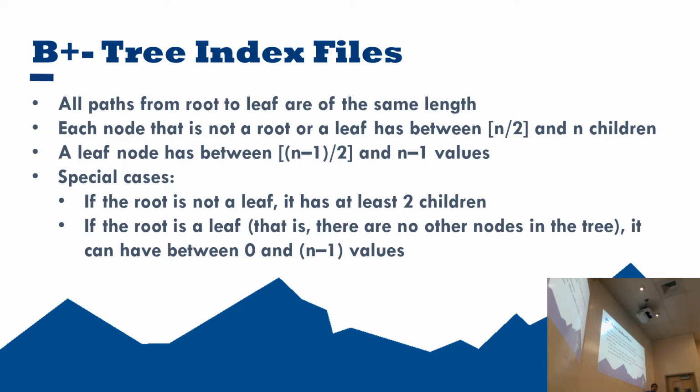If the root is a leaf, this is the case where there's only one node inside the tree, which is something where you wouldn't bother to make a tree for, right? If you had only one thing, why on earth would you put it in a B plus tree? Can anyone think of a good reason? I can't either. All right, but that's going to have between 0 and n minus 1 values.